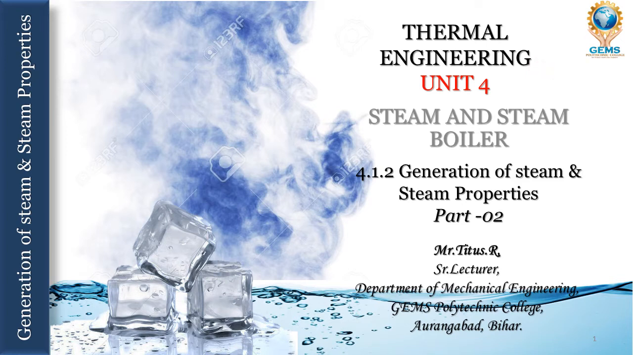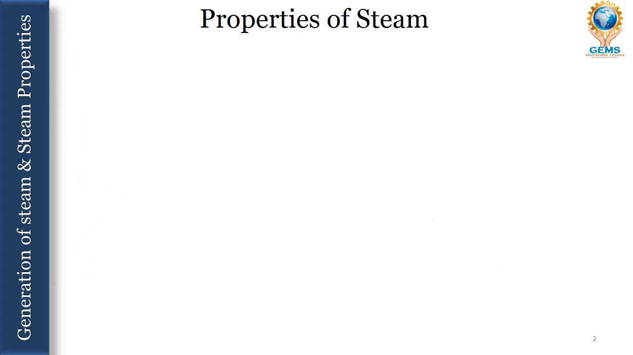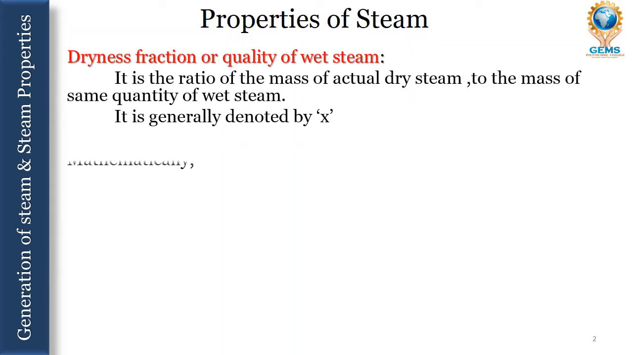So in this session we are going to see the generation of steam and steam properties, part 2. In the part 1 session we saw the generation of steam at constant pressure, the Mollier chart, and the T-S diagram. In this session we are going to see the steam properties.